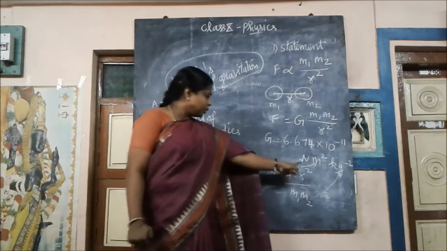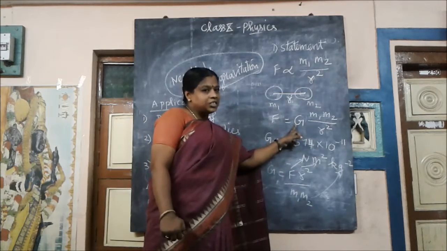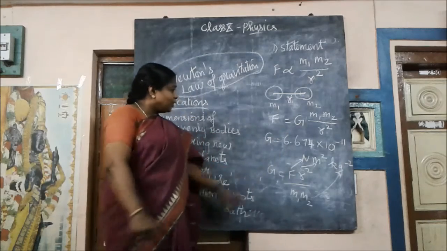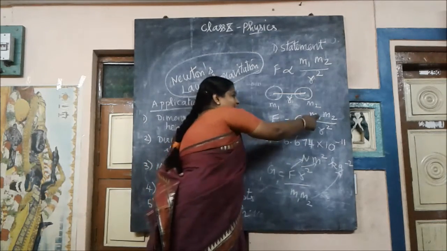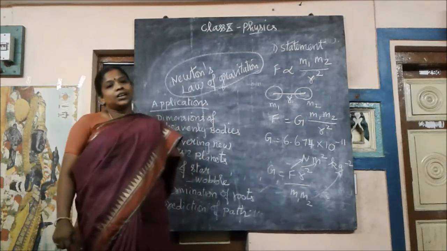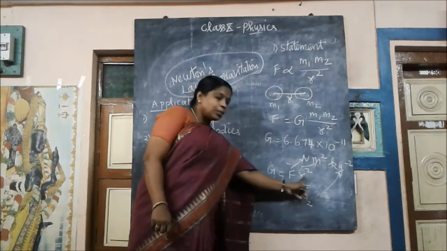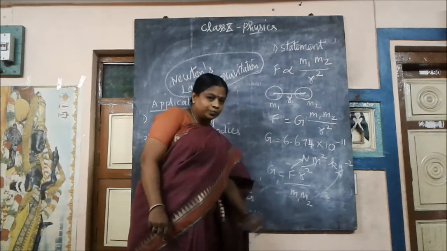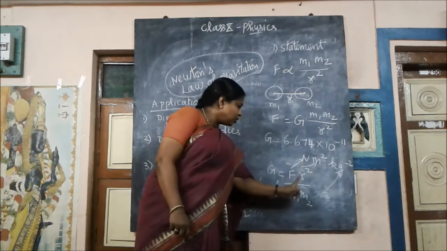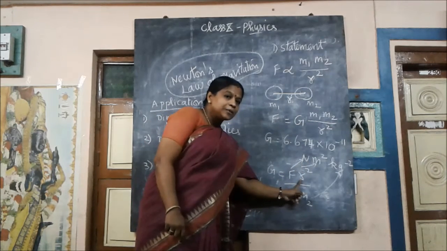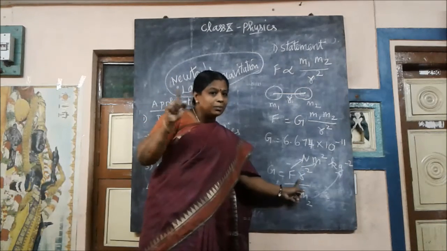How are we getting this unit? Now from this formula, we will get the formula for G. So G is equal to, this R square will come over here as numerator and M1, M2 will come down as denominator. So G is equal to F R square by M1 M2. So from this, what is the unit of F? Newton. What is the unit of radius? This is R square. Radius unit is meter.